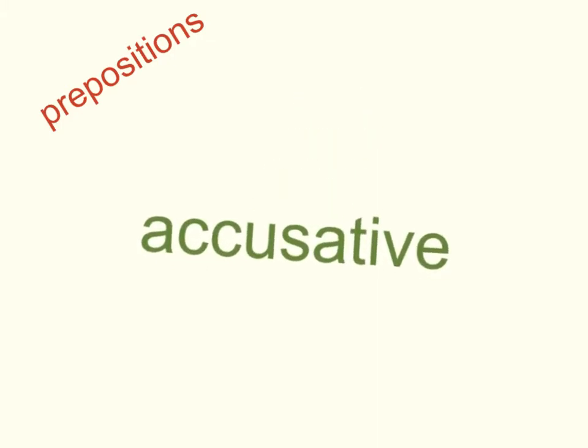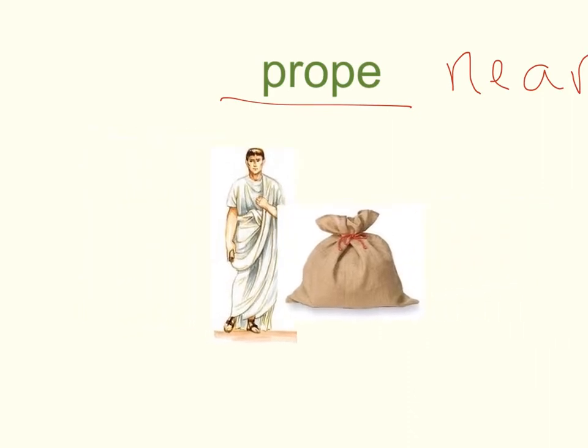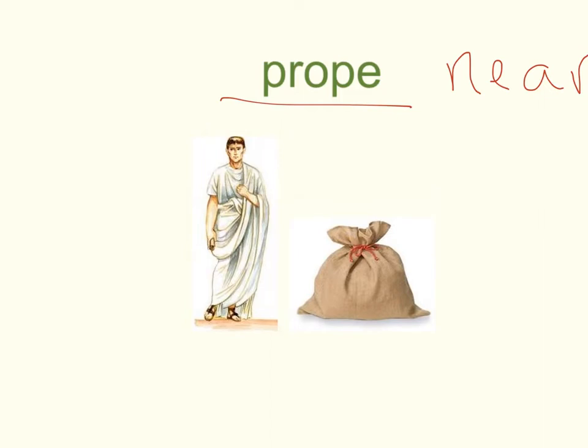Now, in this chapter, we learn a completely new addition to the world of prepositions. We learn about prepositions that take the accusative case. Let's see what those are. Our first preposition that takes the accusative case is prope. Prope, which means near. So, in other words, Julius est prope sacus.